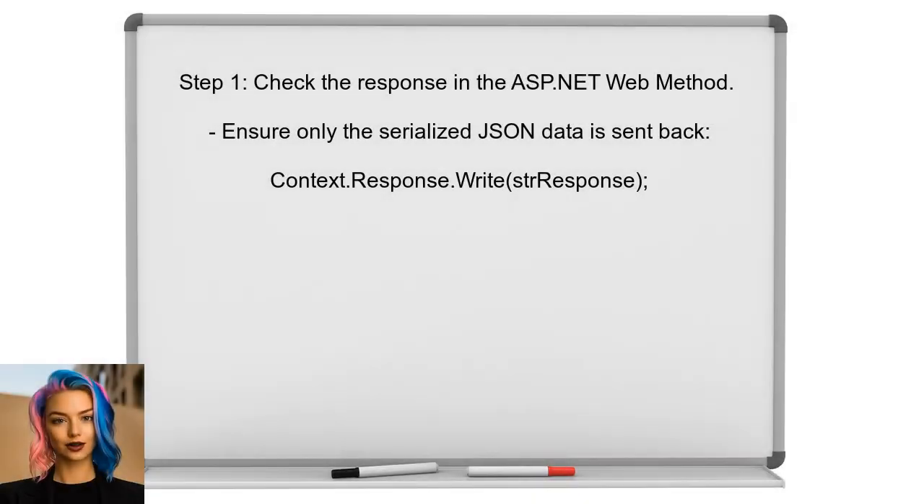To resolve the issue of the strange D null appearing in the JSON response, the user should first check the way the response is being written in the ASP.NET Web method. The user needs to ensure that only the serialized JSON data is being sent back to the client.